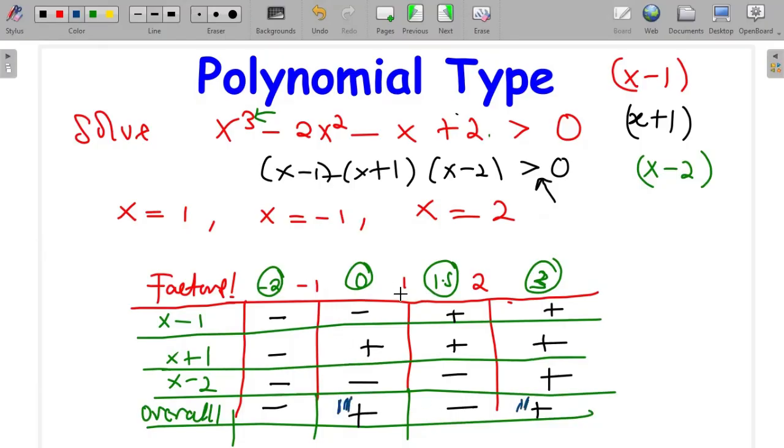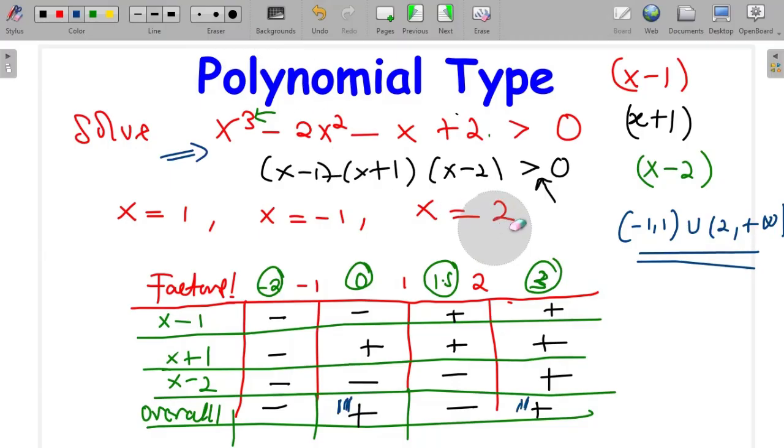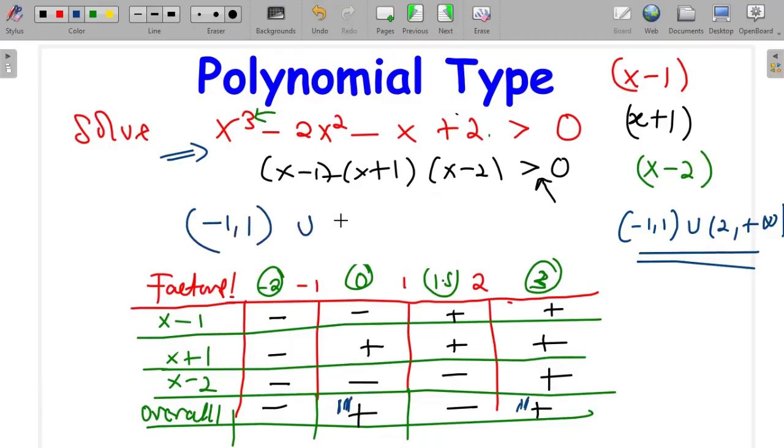So between here, that's between minus 1 and positive 1. Then I'll say union. The other one is 2, all the way to positive infinity. Okay, so that will be the answer for this polynomial type of inequality. So we said the answer there is simply minus 1, 1, and then union 2, all the way to positive infinity like that. So this is the answer there. Okay, so that's how we deal with the polynomial type.